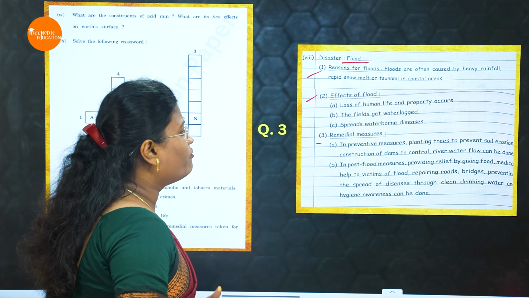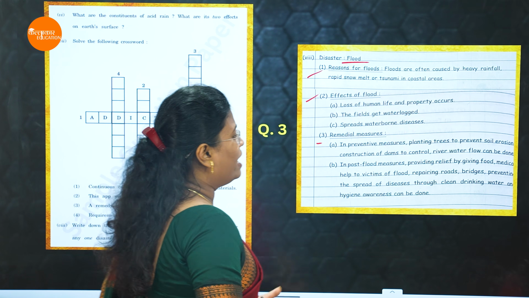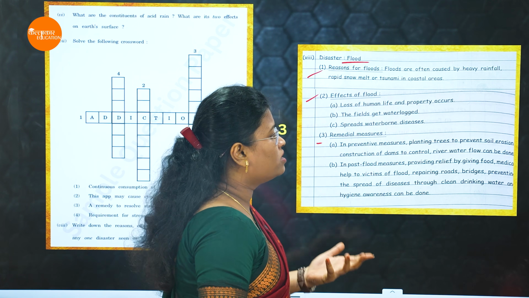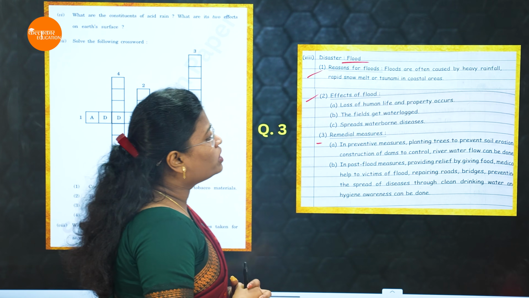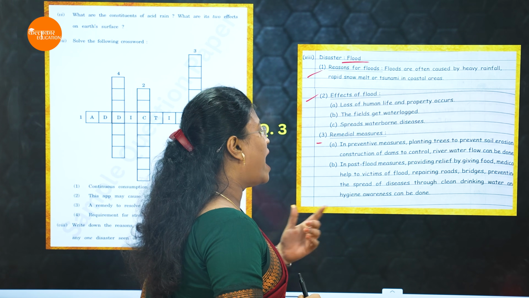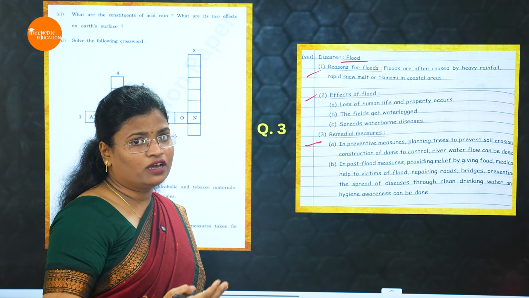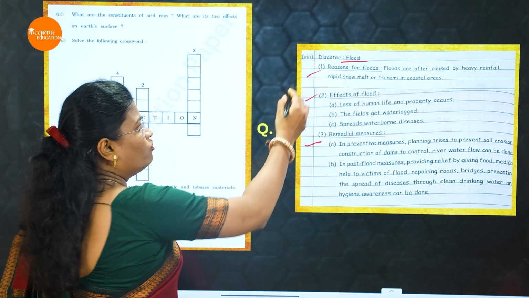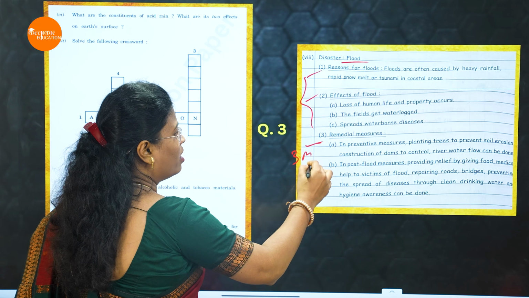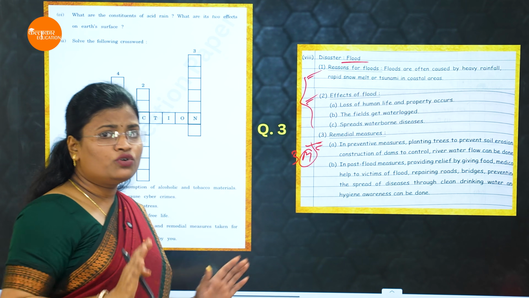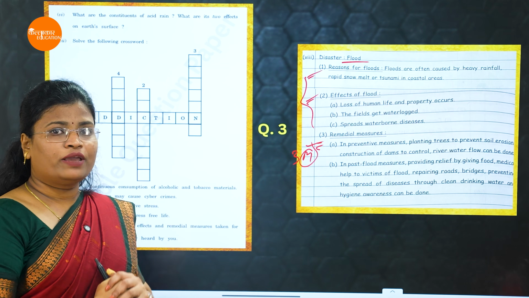providing relief by giving food and medical help to victims of the flood, and repairing roads and bridges, preventing the spread of disease through clean drinking water, and hygiene awareness can be done. So these remedial measures can be taken after the flood. For this you will get 3 marks: 1 mark here, 1 mark here, and 1 mark here. So accordingly you have to frame the answer.